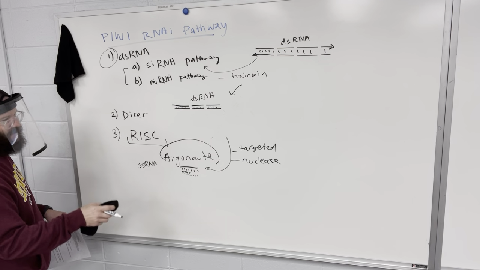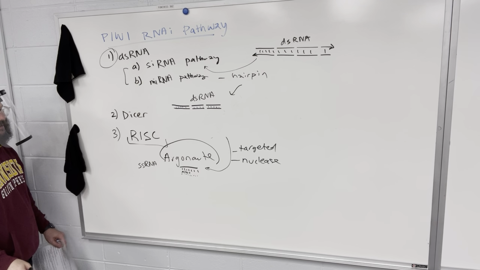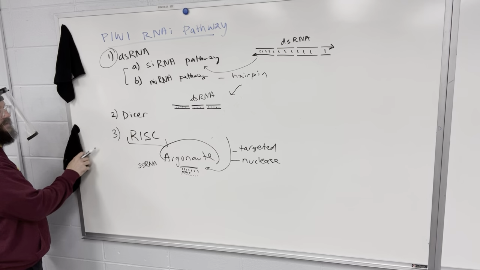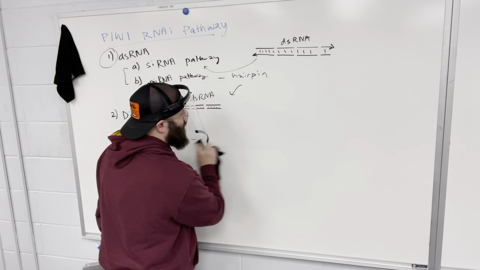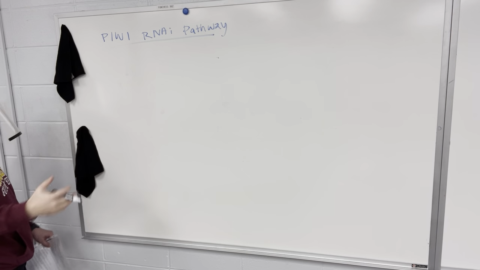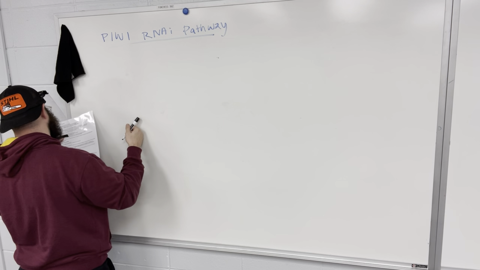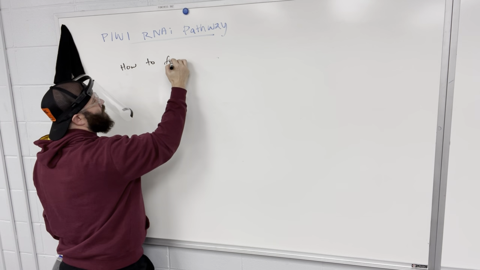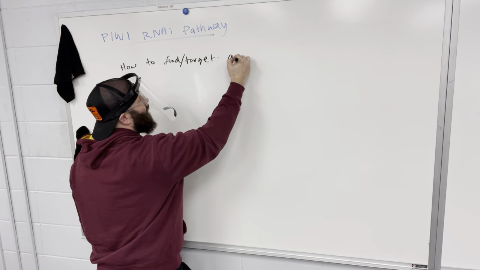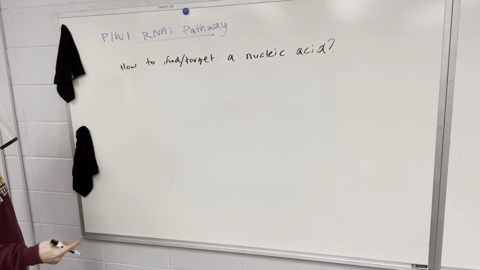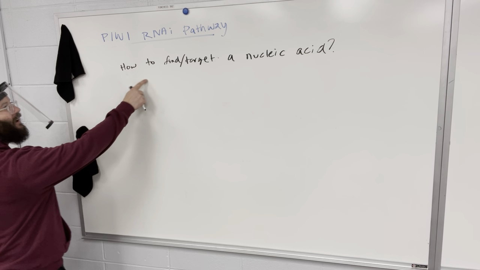Okay, so some common themes, because this comes up later. And again, I want you guys to remember the common themes that you find in biology and biotechnology. One of the common themes of this pathway and other pathways that we're going to get into is, if you're ever faced with a question of how to find or target a nucleic acid, how do you solve that problem on a molecular level, knowing that mechanism and maybe the mechanism of CRISPR? How do you solve that problem?